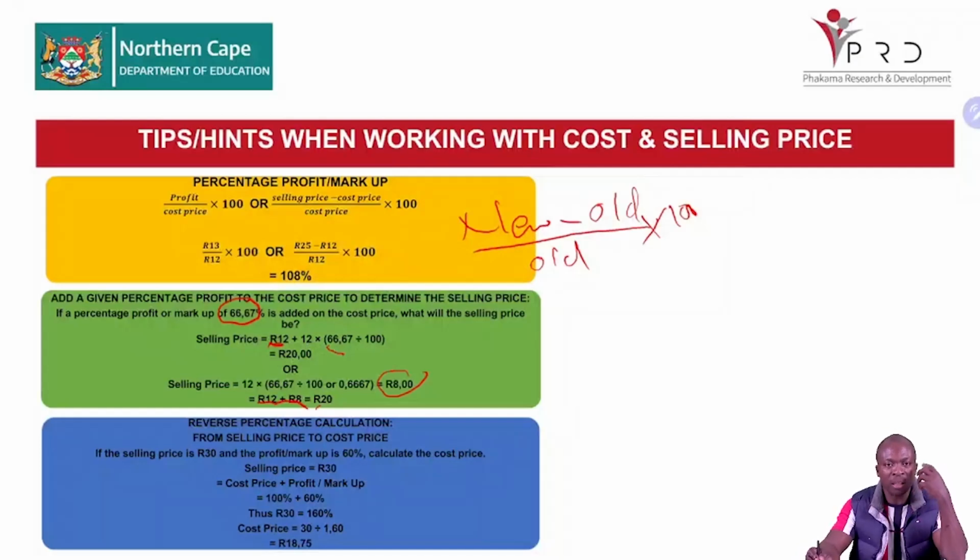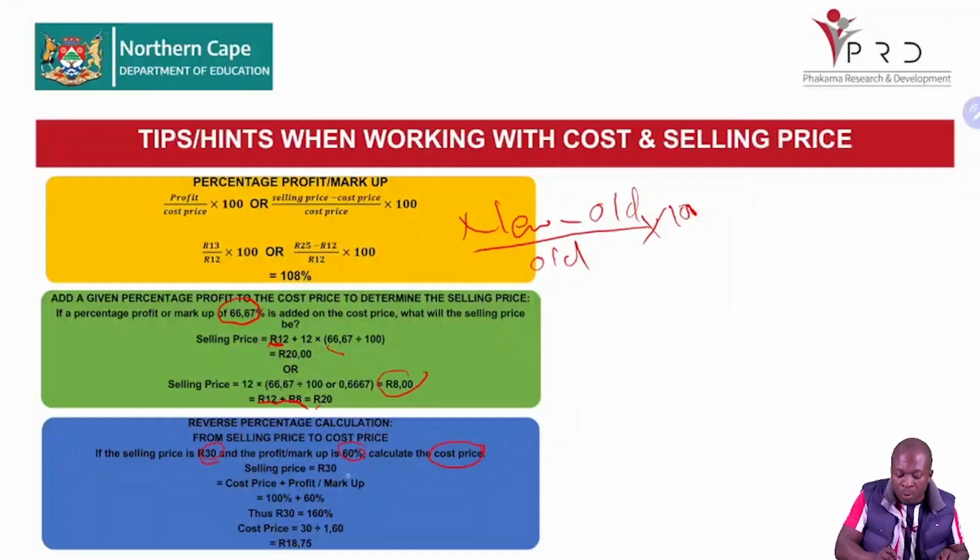Let's look at reverse percentage calculations. Remember now I'm giving you the tips, what you must do when you get into the examination center. So if the selling price is 30 Rand and the profit markup is 60%, what is the cost price? So this time we are going back. We are not looking for the selling price. We know it. We know the markup that was there. So what was the cost price?